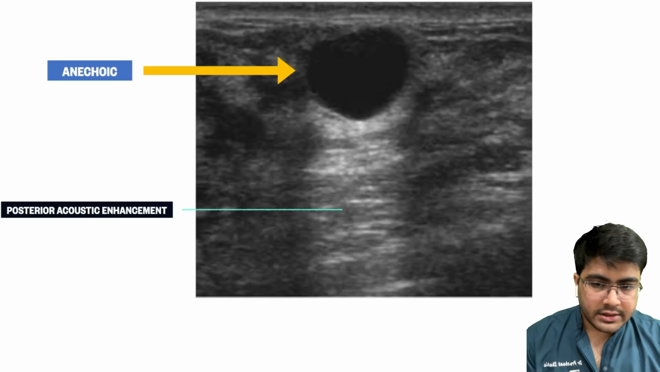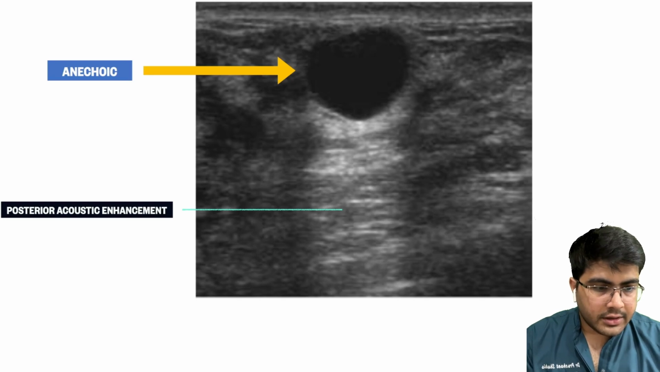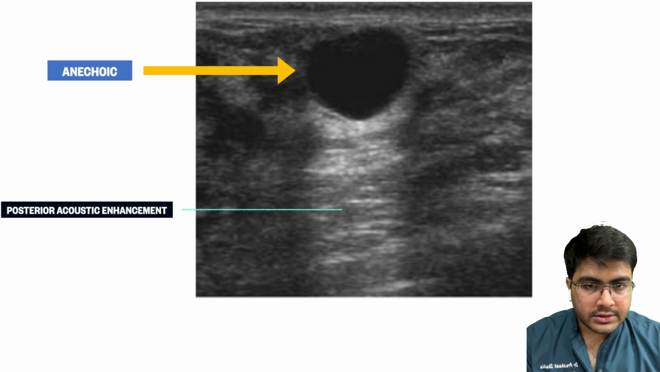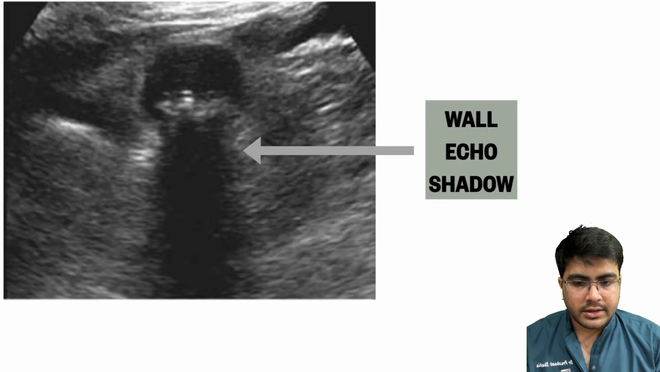Here you can see the structure is anechoic. Compared to the adjoining structures, there is no echo from the content within the structure, and there is presence of posterior acoustic enhancement. The wave is getting reflected by the posterior margin of the structure and the tissue in which it is present, which is causing the posterior acoustic enhancement.